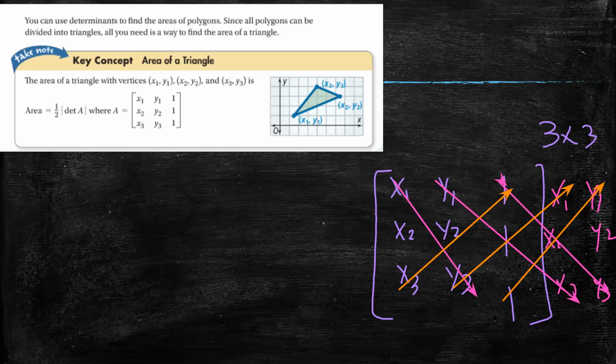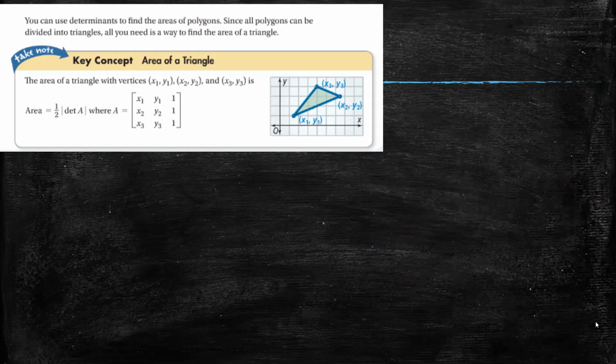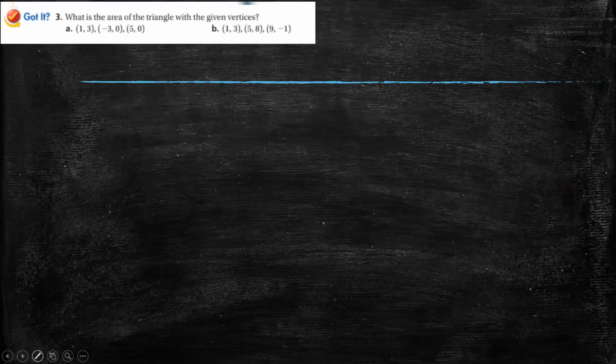Let's have now more examples. X1 will be passing through y2 and 1, right? Okay. Yes, yeah, but here I didn't write it correctly. Now look here. What is the area of the triangle with the given vertices? 1, 3, negative 3, 0, and 5, 0. We have this triangle. You have to find its area if you have these vertices.